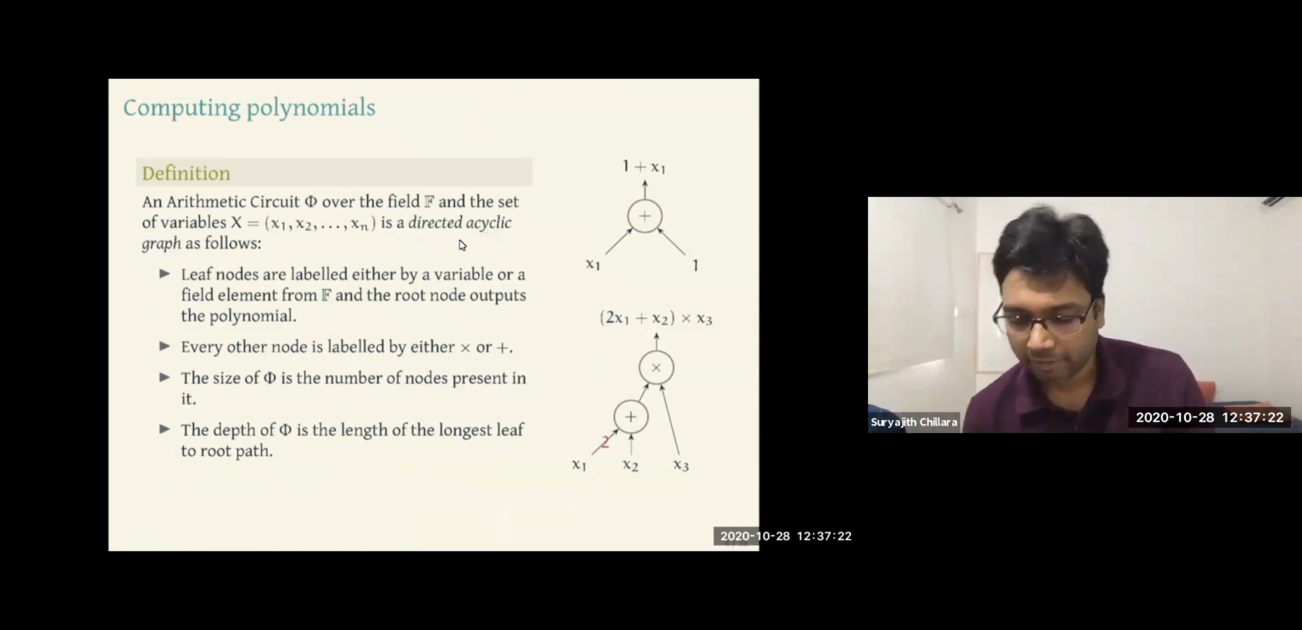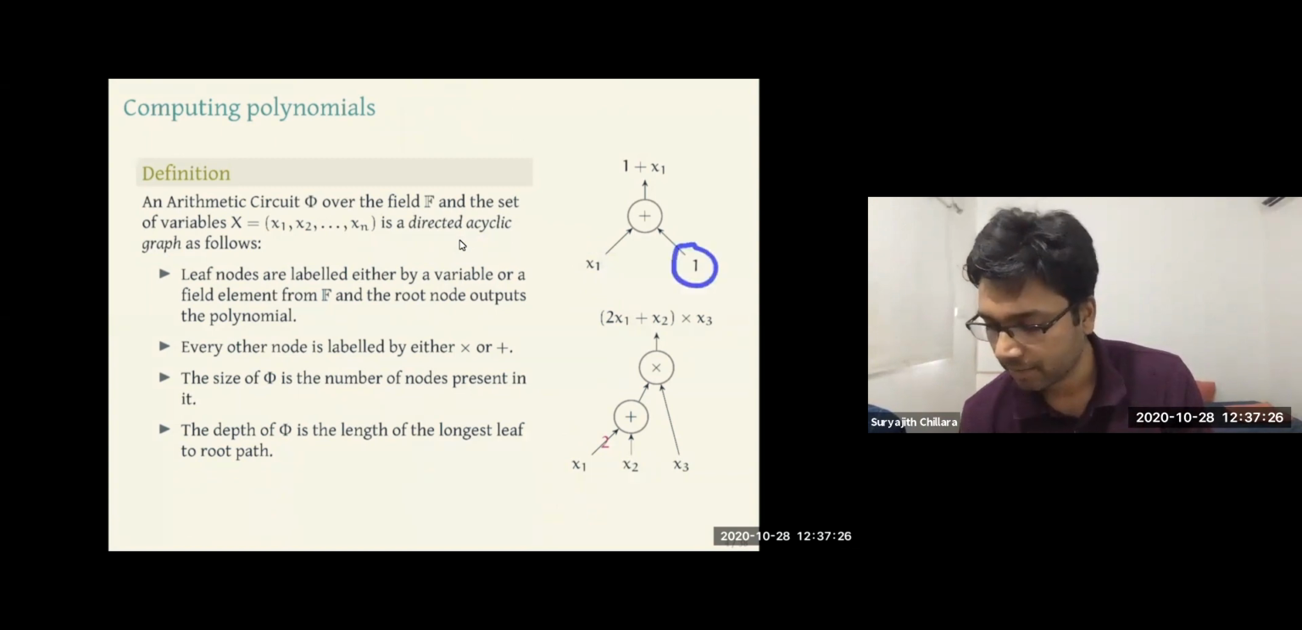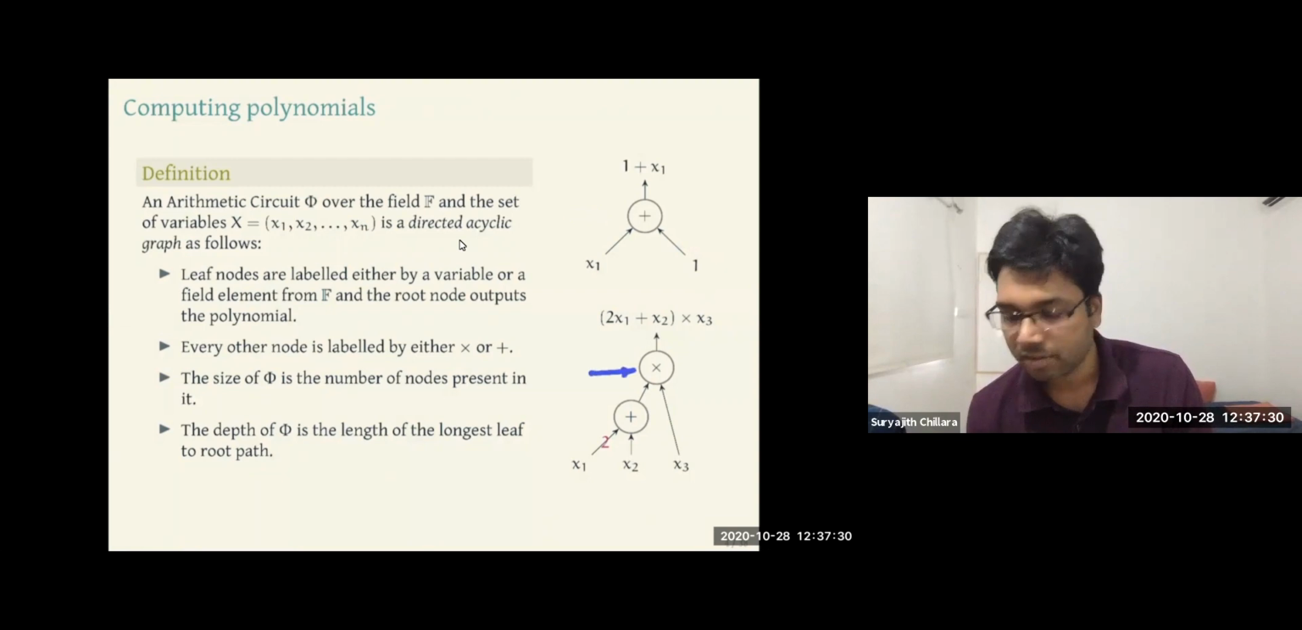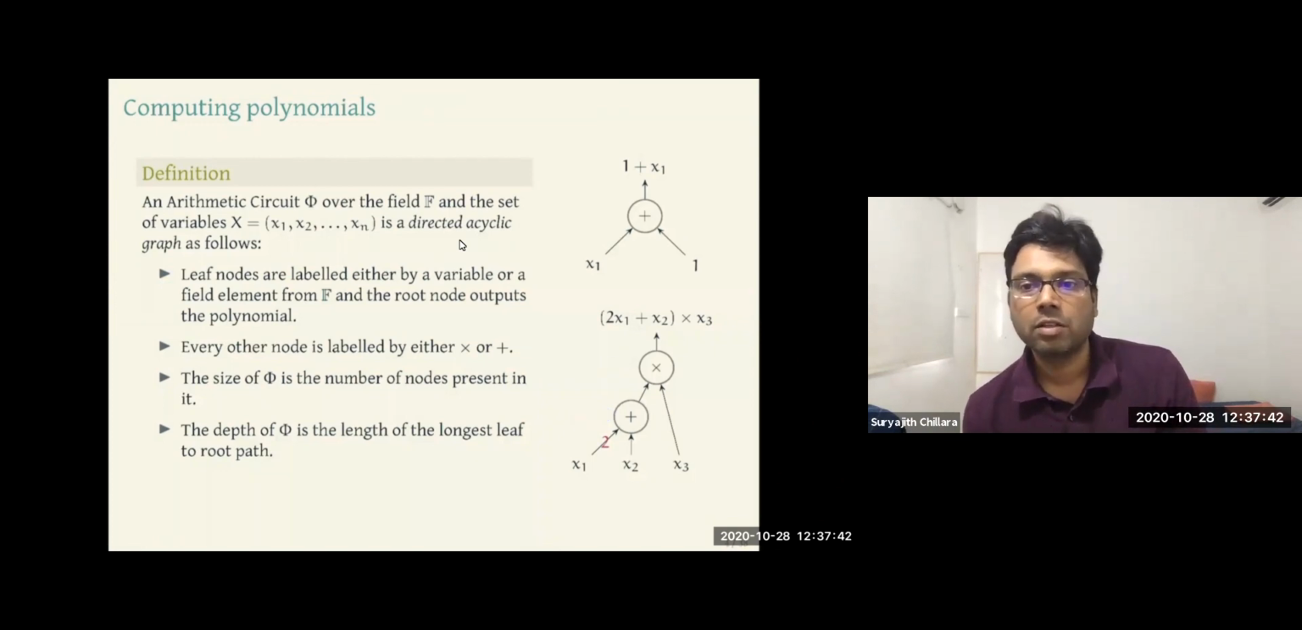As before, the leaves can be labeled by either variables or constants. The intermediate nodes can be either additions or multiplications. So it's a leaf to root computation, a flow of computation from leaf to root. The number of addition or multiplication nodes tells you how many operations are involved. The complexity of computing a polynomial is the number of operations involved, and that is the number of nodes in the graph.